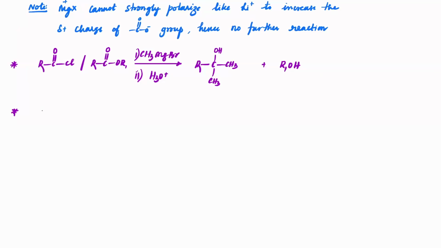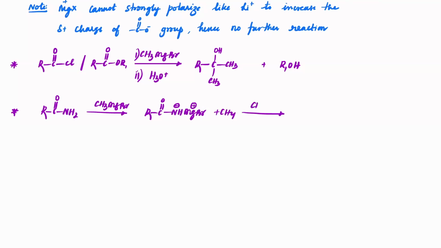If it comes to amides, again very interesting. In case of amides, if you react with CH3MgBr or any further Grignard's reagent, you will get an acid-base reaction and further reaction is subdued. So O minus MgBr plus and CH4. And if you have further moles of CH3MgBr, no such reaction will take place.